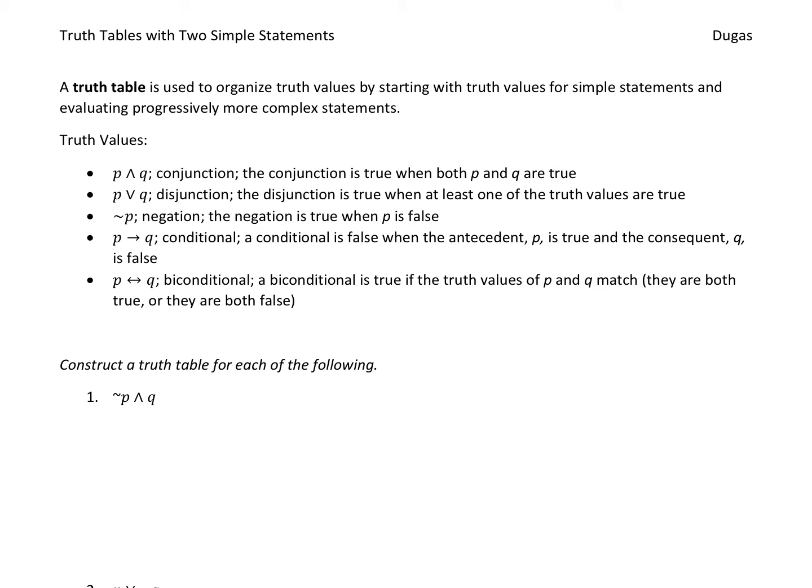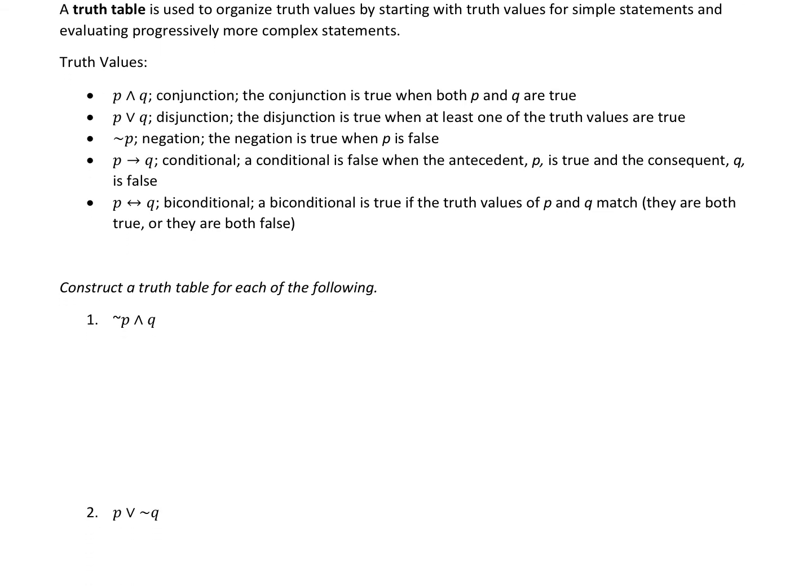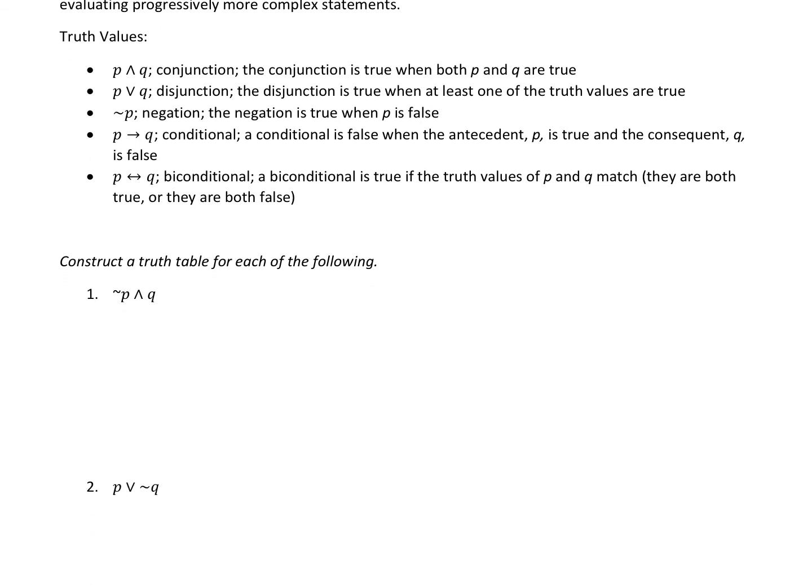So we're going to talk about constructing a truth table. For this first one, there are a couple of possibilities. In each of these, we only have two statements: P and Q. It gets more complicated the more simple statements you're dealing with. If you're dealing with 3 or 4 simple statements, your truth table is going to be much more complex. But we're just looking at 2 simple statements.